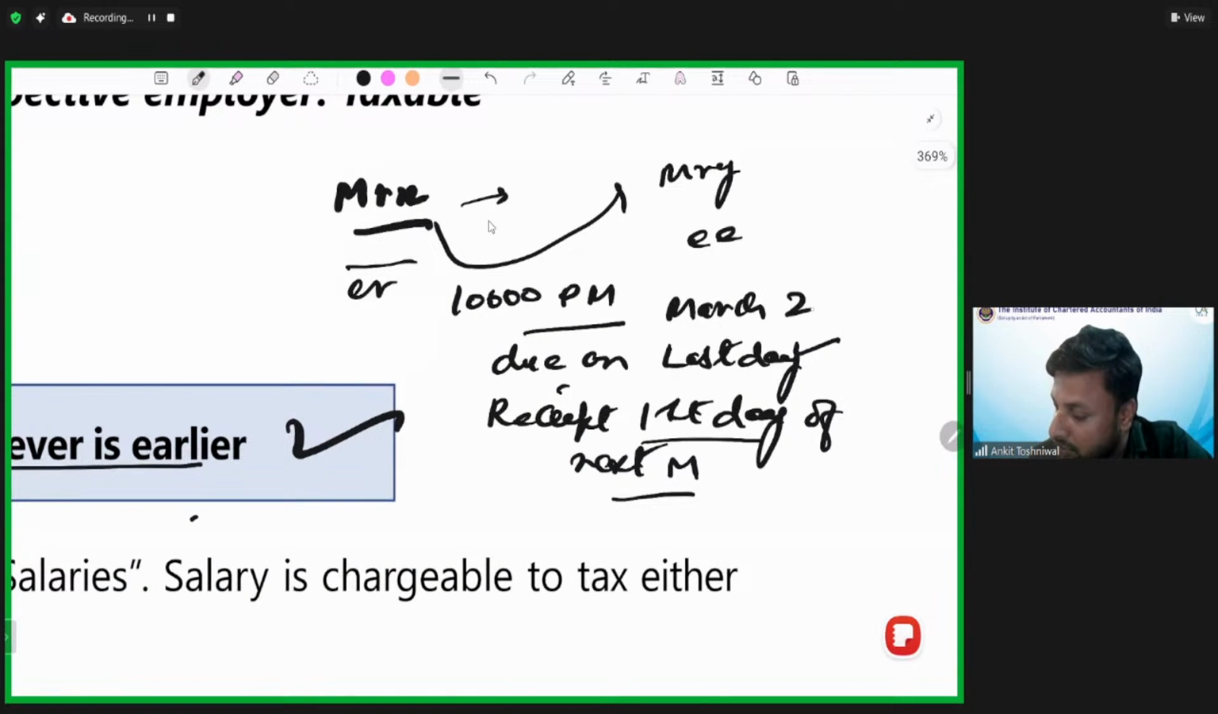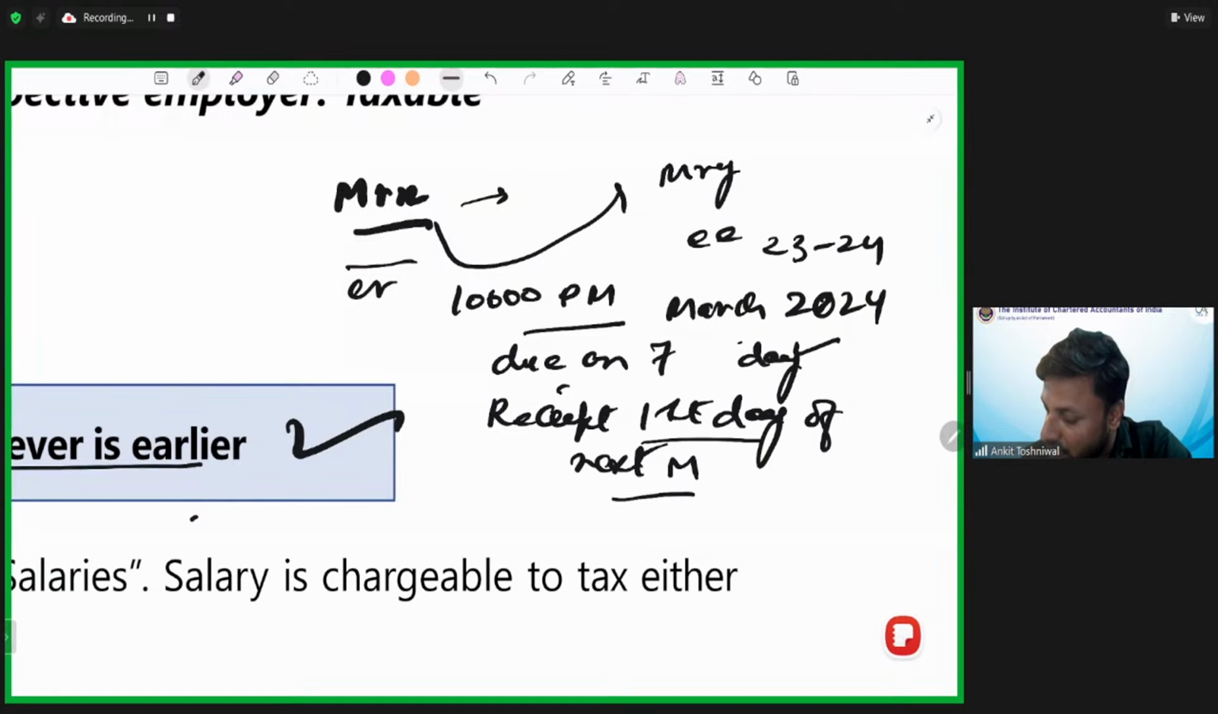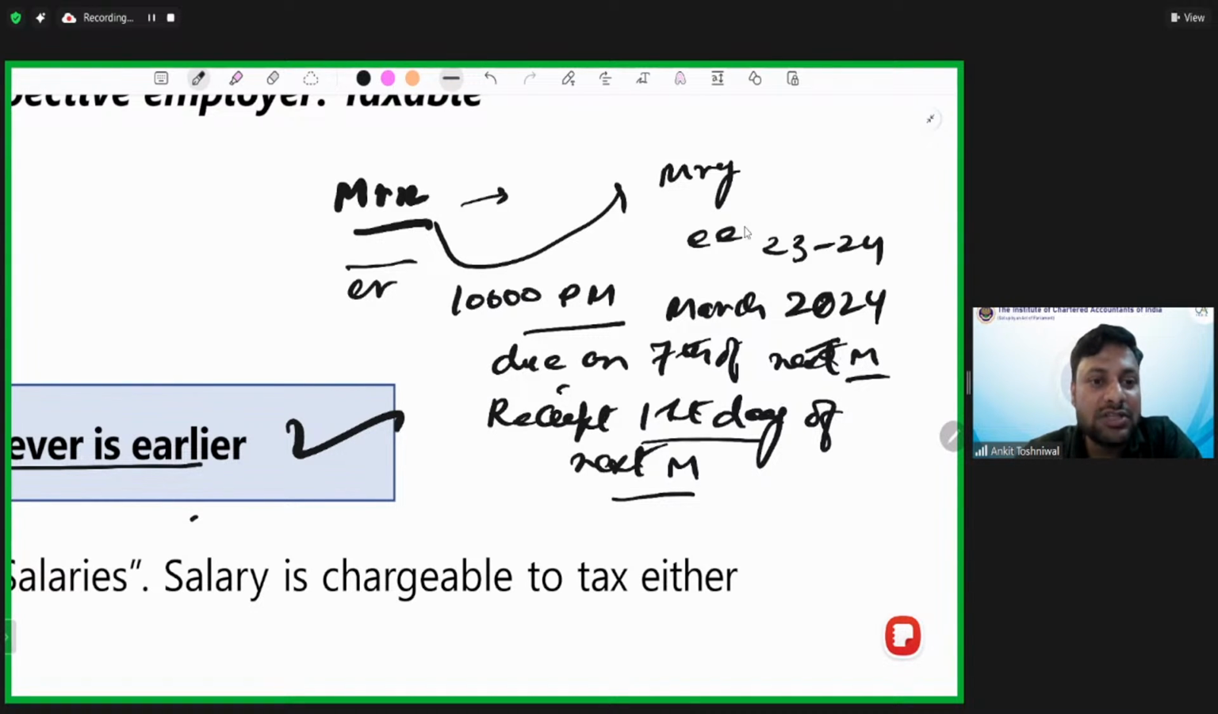So if it is March 2024, it is taxable in the financial year or previous year. In which previous year is it taxable? 23-24. Fine. But what if it is due on 7th of the next month? It is due on 7th of the next month.